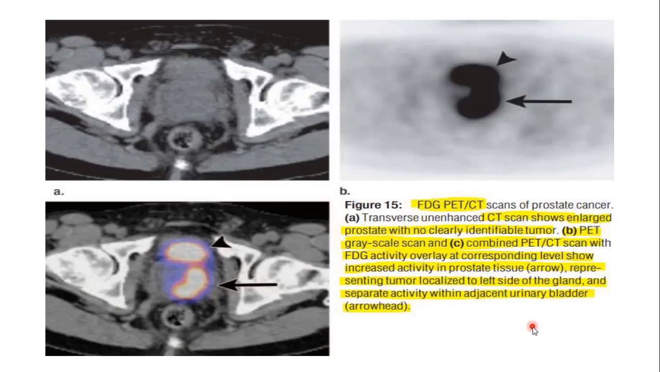This is a simple CT scan. Here we cannot appreciate any prostatic CA. This is a grayscale PET scan. This is the PET-CT with FDG, where we can see increased activity in the left zone of the prostate. Moreover, there is similarly increased uptake in the upper region of the bladder, which is most likely because of the prostatic CA.